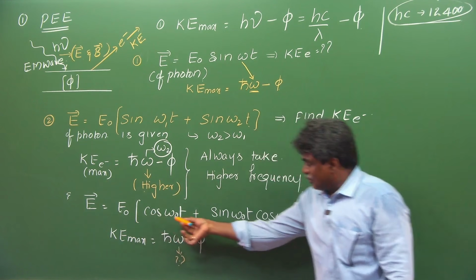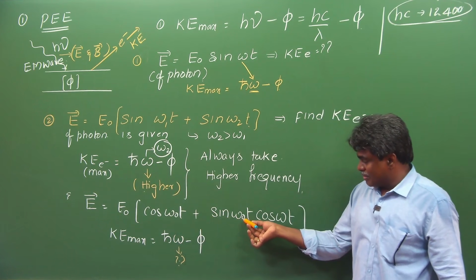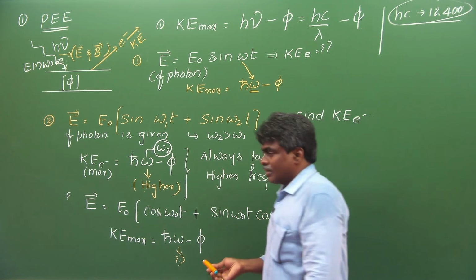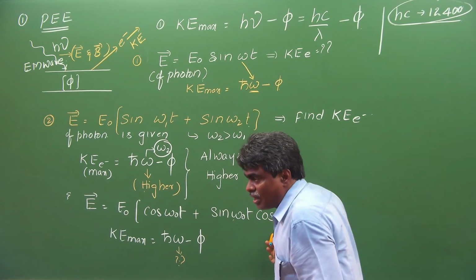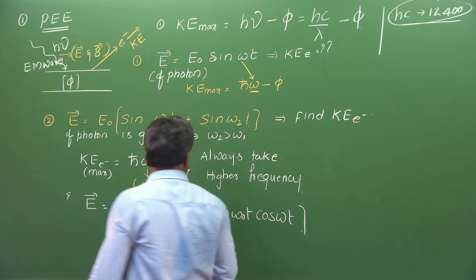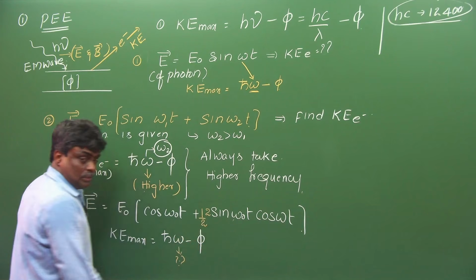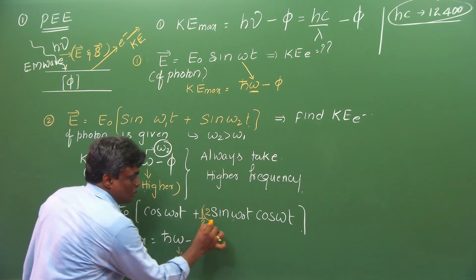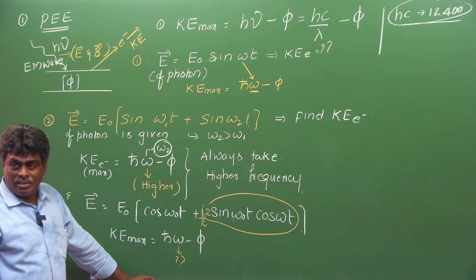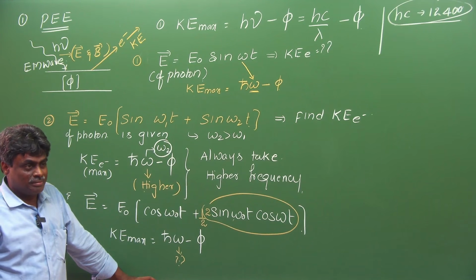So this is the question. Cos omega naught t. Here what do you have? Sin omega naught t, cos omega t. That means you are not seeing properly either. So here a 2 is missing. That's why I can write 1 by 2 and 2. So this is 2 sin A cos B. What is 2 sin A cos B? Sin A plus B plus sin A minus B.